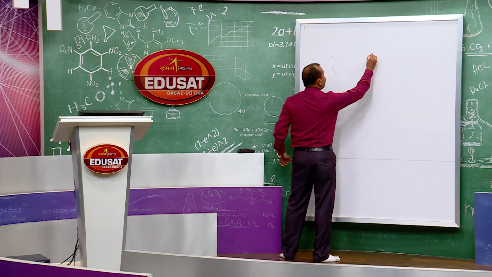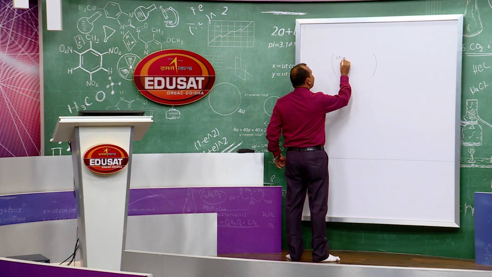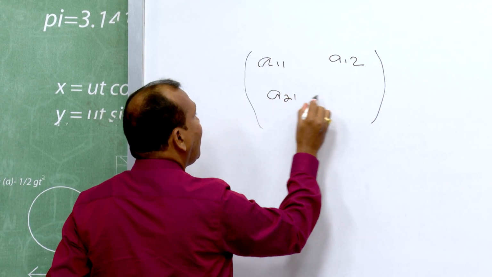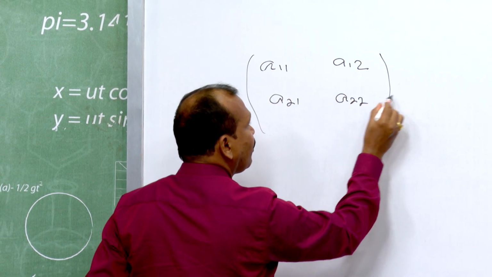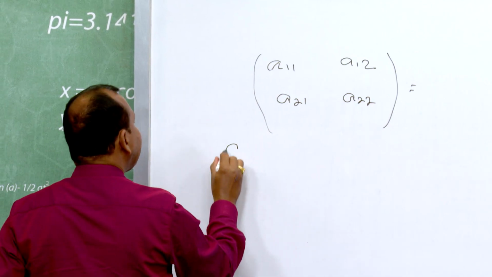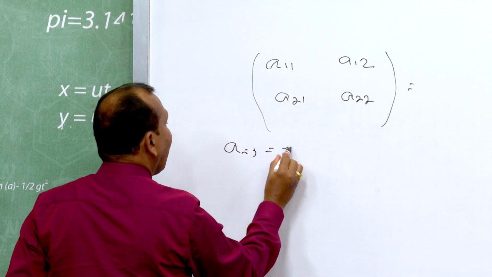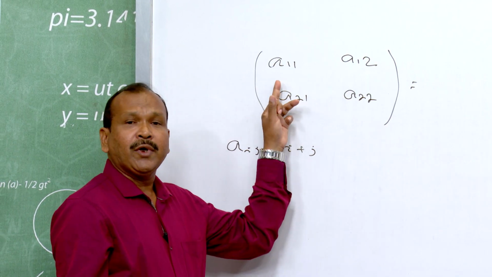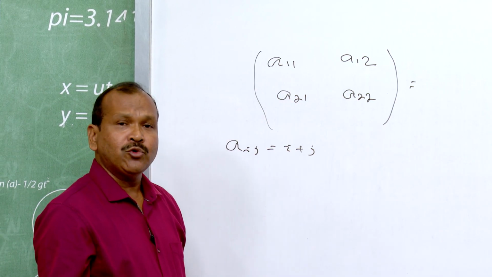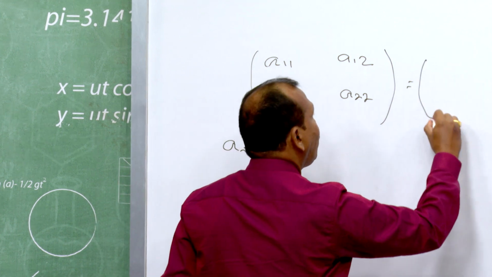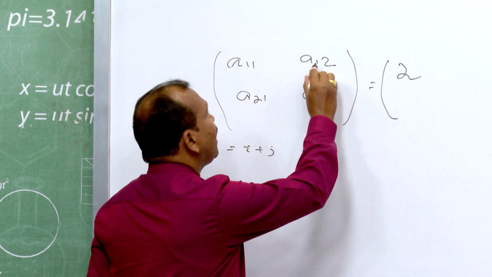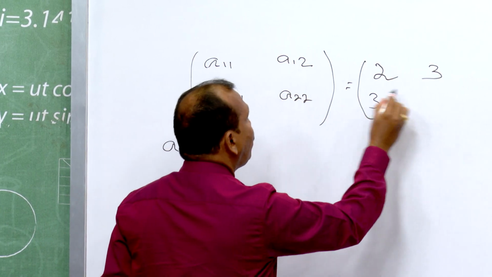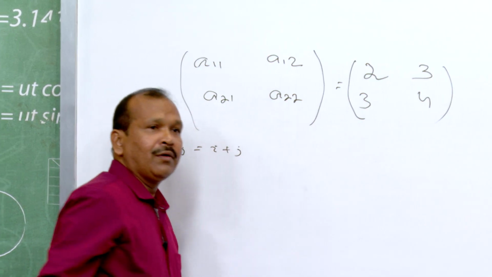in that form: a11, a12, a21, a22. Here aij is given as i plus j. In that case, i becomes 1, j becomes 1. That becomes 1 plus 1, which is 2, 1 plus 2 is equal to 3, 2 plus 1 becomes 3 and 2 plus 2 is equal to 4.